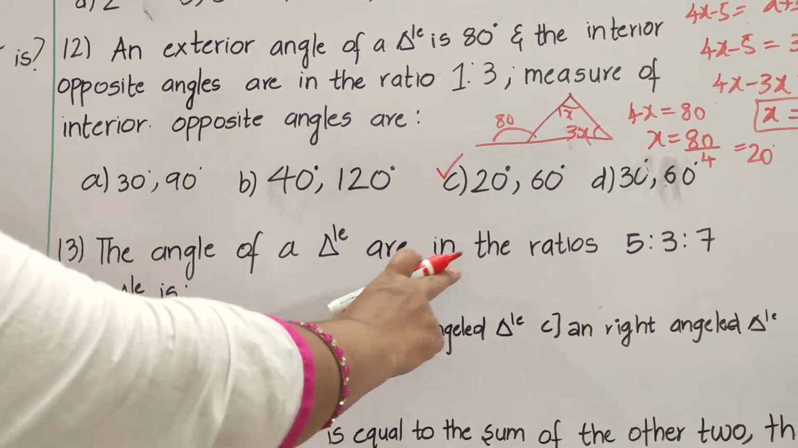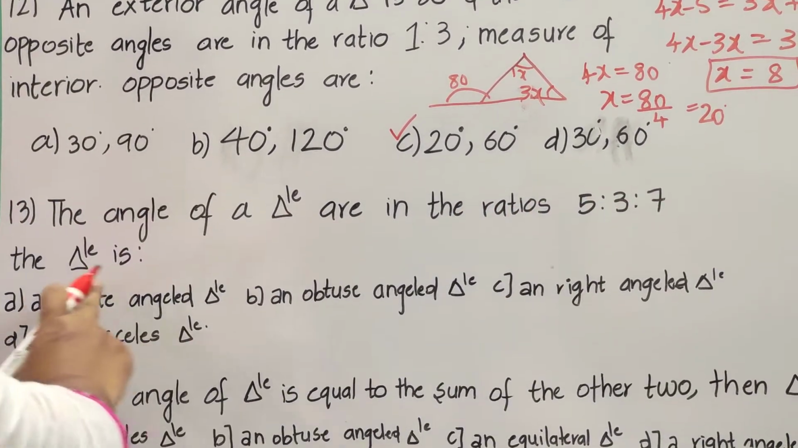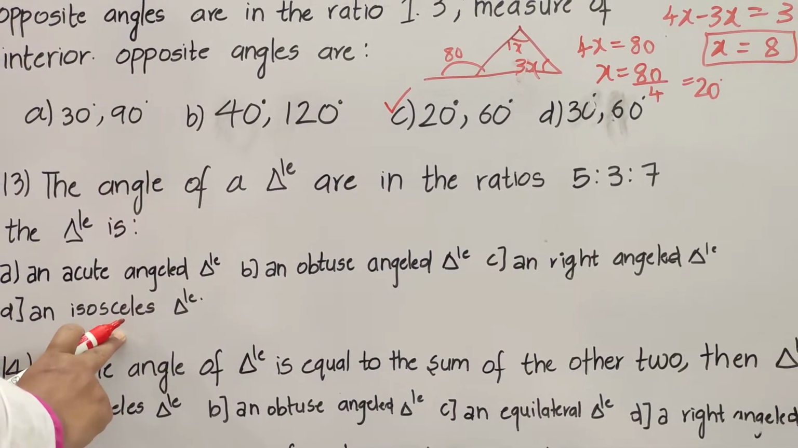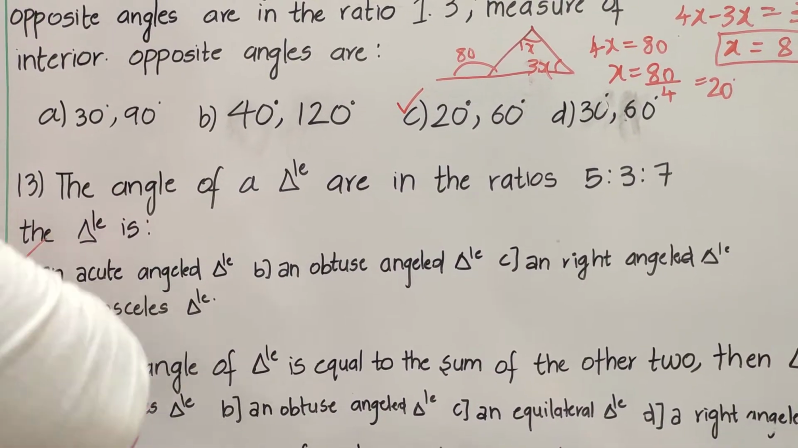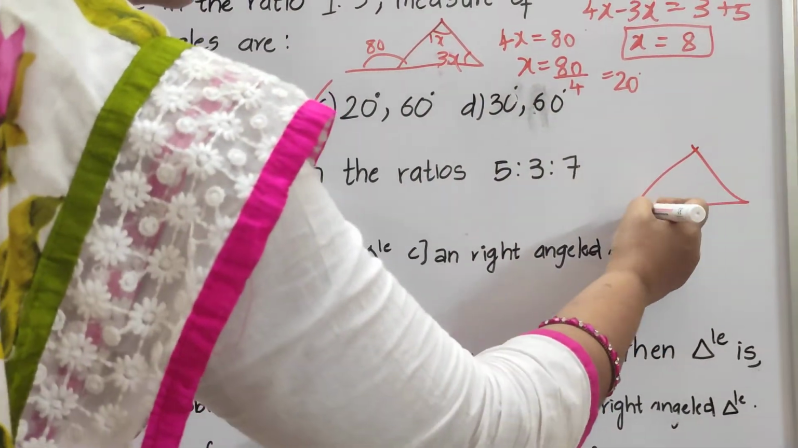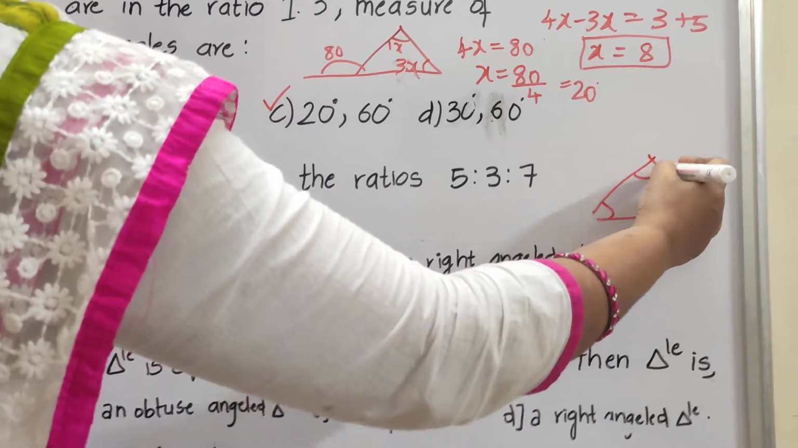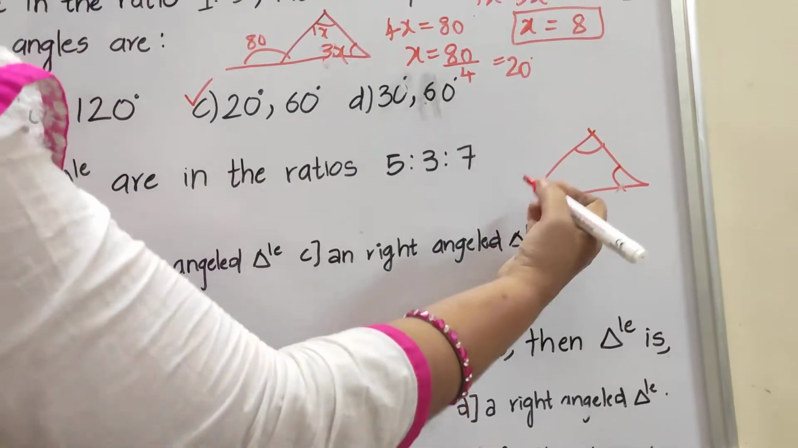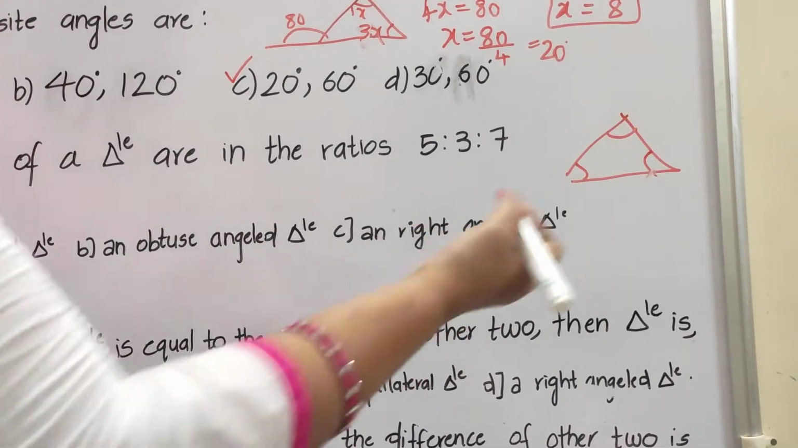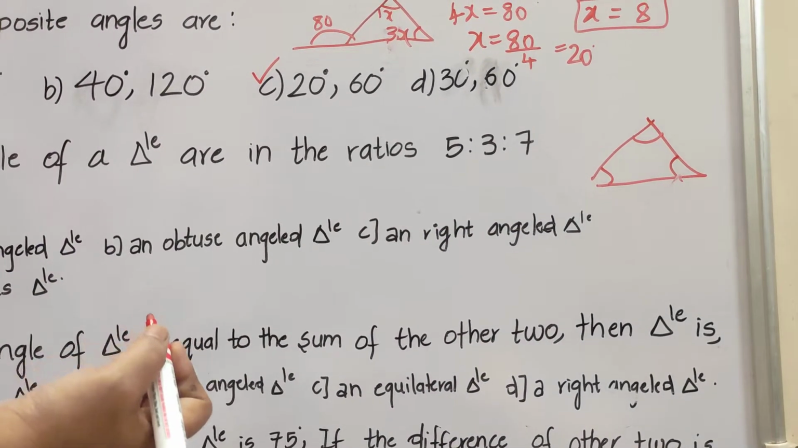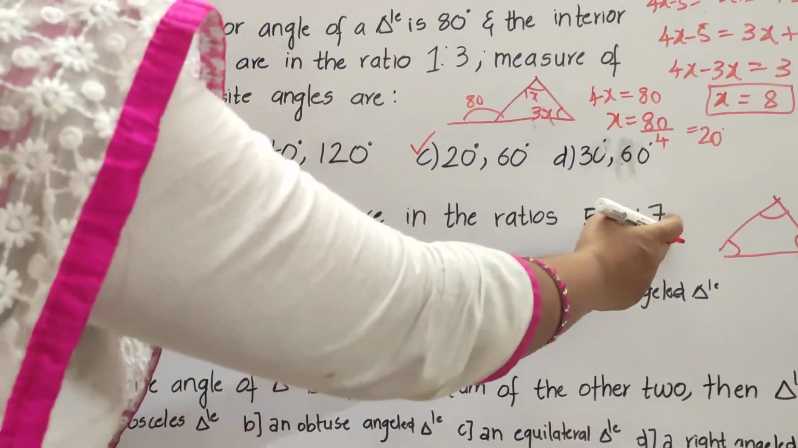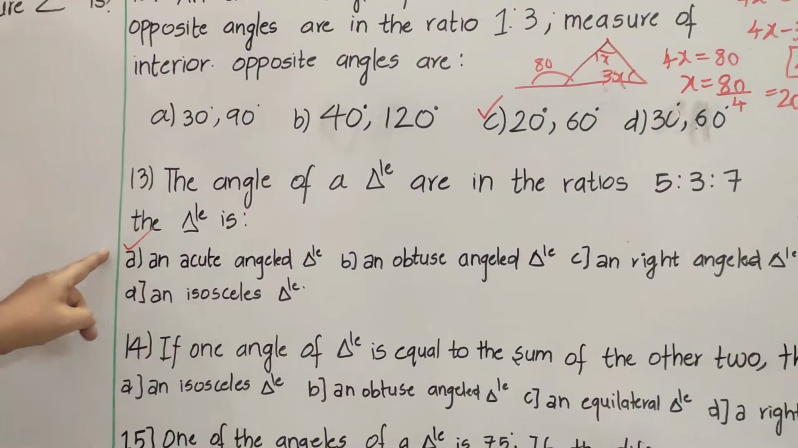The angles of a triangle are in the ratio 5:3:7. The triangle is acute, obtuse, right or isosceles. I say the triangle is acute because whenever you have three angles, the sum of all these three angles should be 180. If all these three angles are acute only, we can get 180 degrees. If it is a right angle, it means one will be 90. Here they did not give a right angle, right? So that will be an acute triangle.